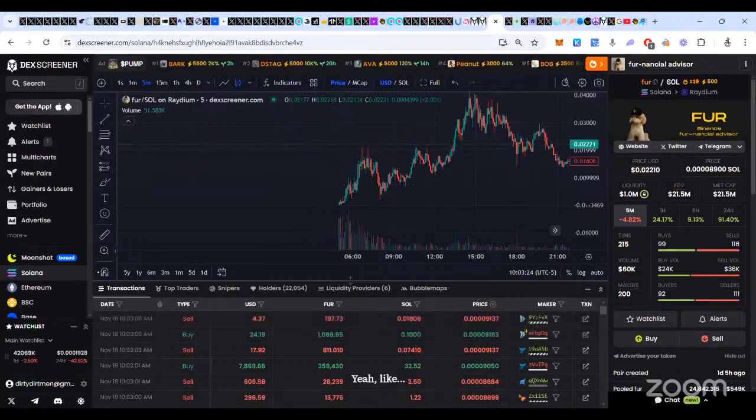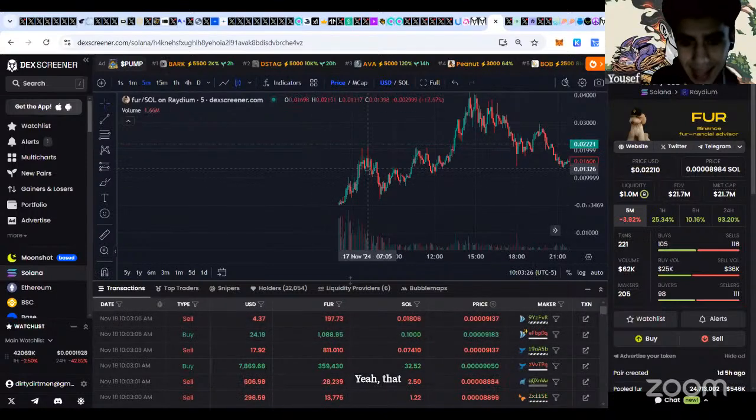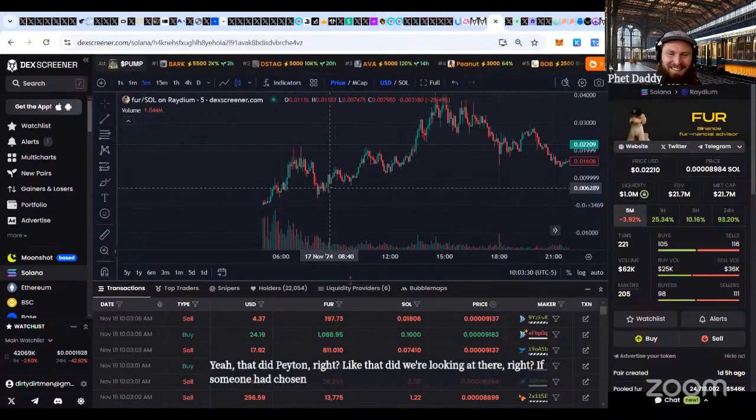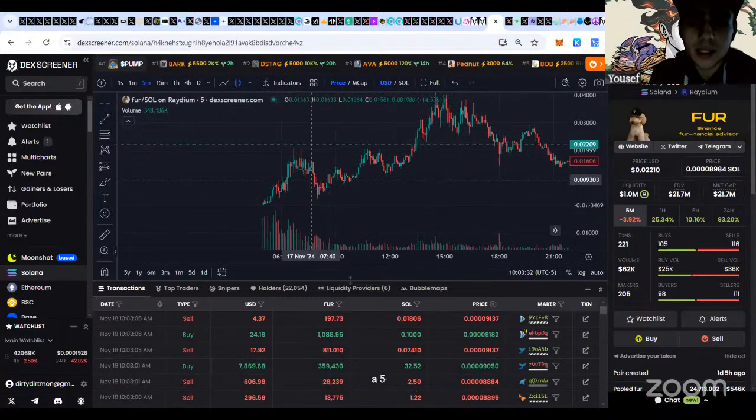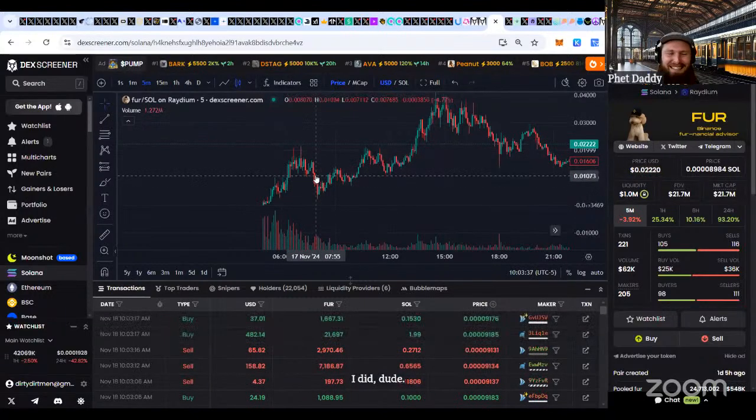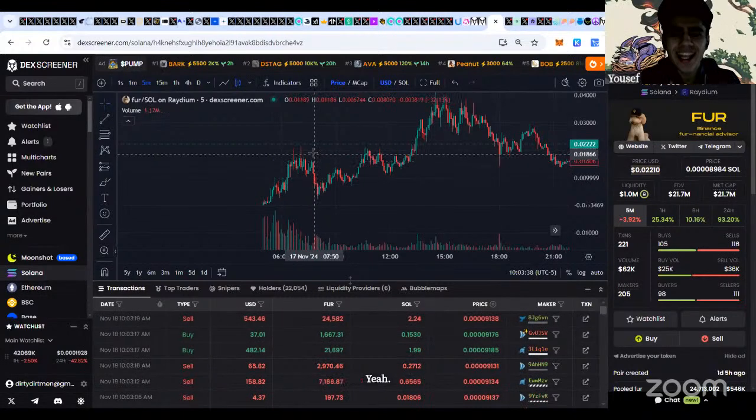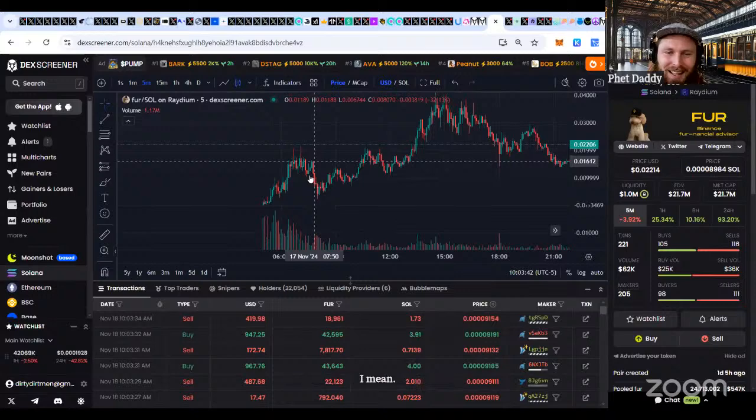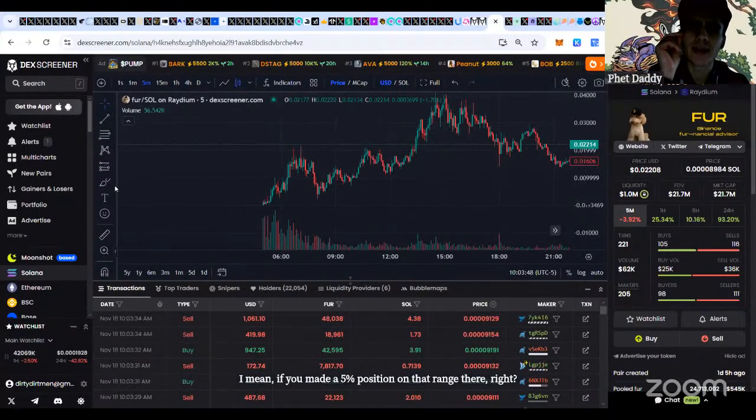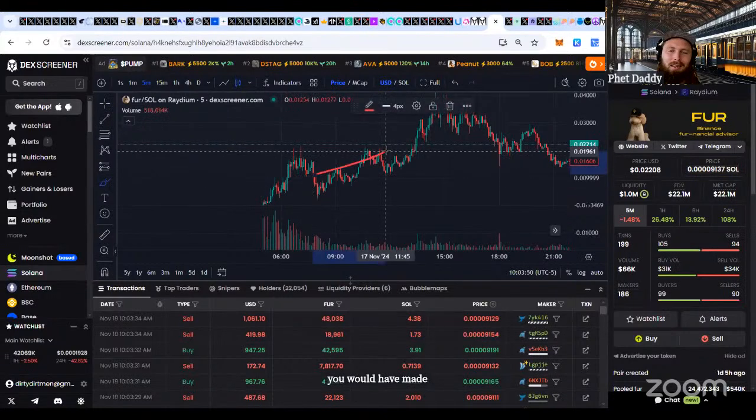That dip we're looking at there, if someone had chosen a 5% position, made a position retracing, right? I set it up and closed it. Yeah, I closed it like a little bitch. If you made a 5% position on that range there, you would have made it two-sided. I had this range covered.